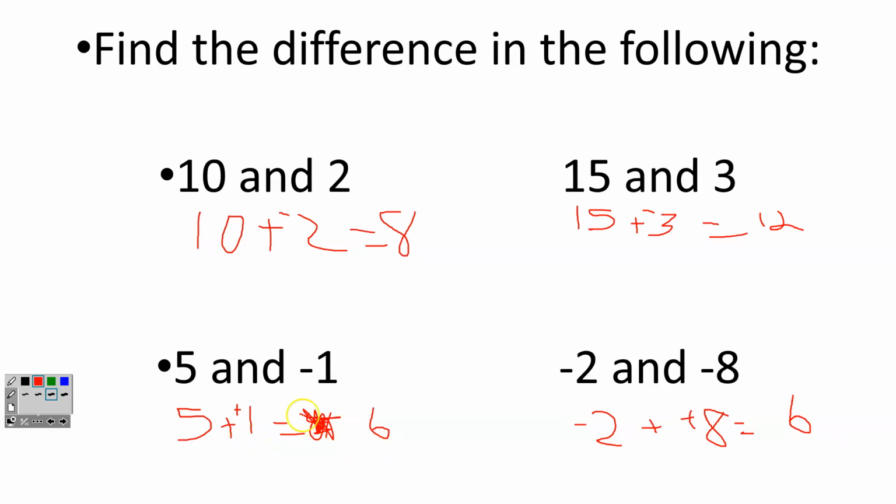So the one key thing with this, or maybe one thing that might help you with it, is you have to think to yourself, how far away from 0 is 5? And how far away from 0 is -1? Well, 5 is 5 away from 0, and -1 is 1 away from 0. -2 is 2 places away from 0 in the negative, and negative 8 is 8 places away from 0. So there you go.